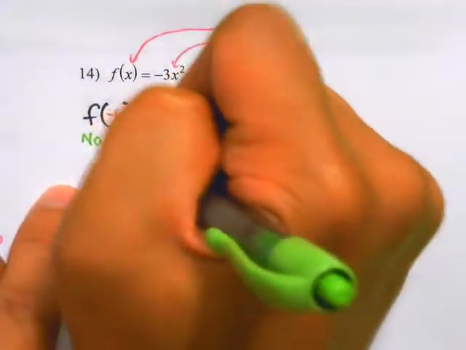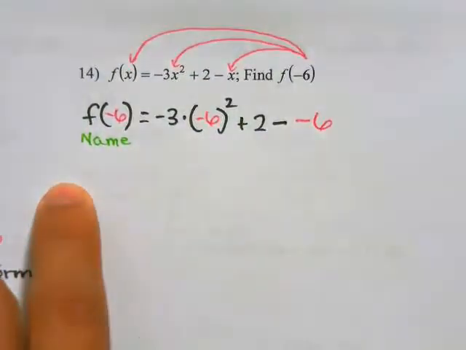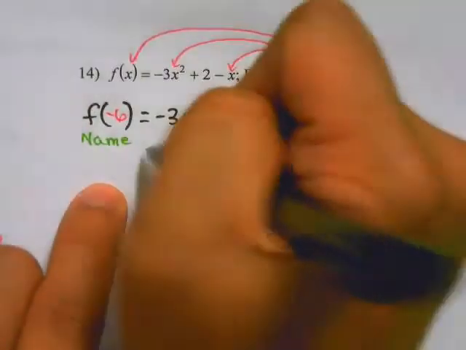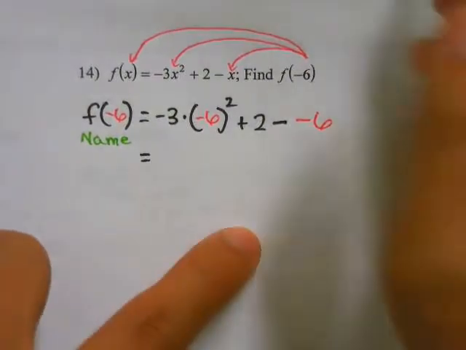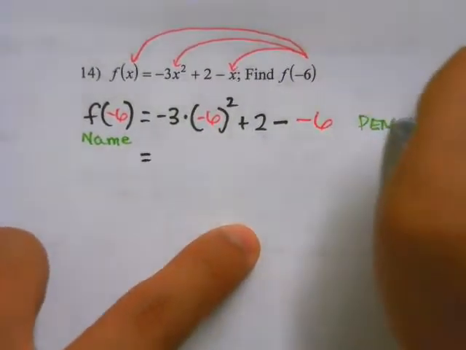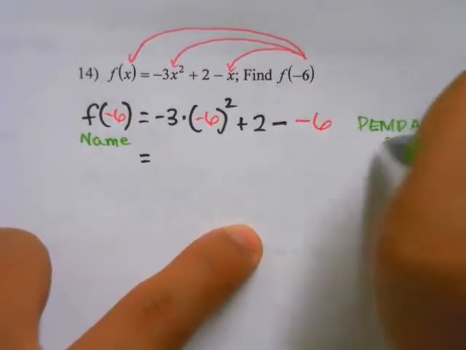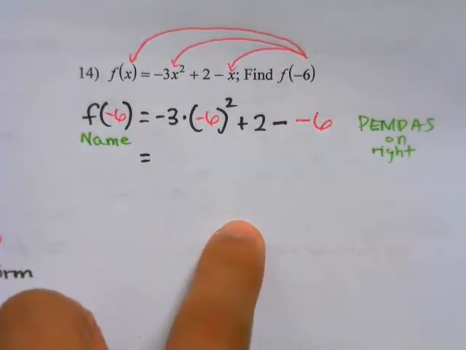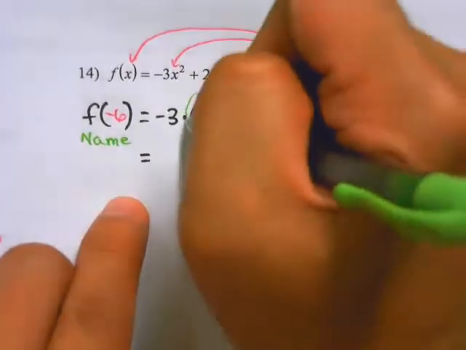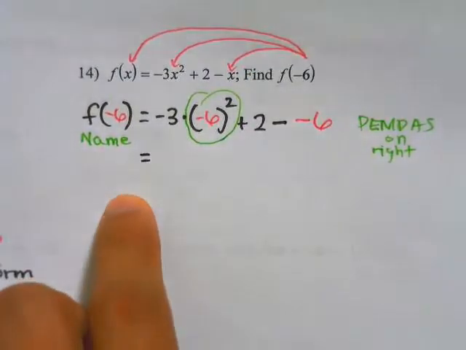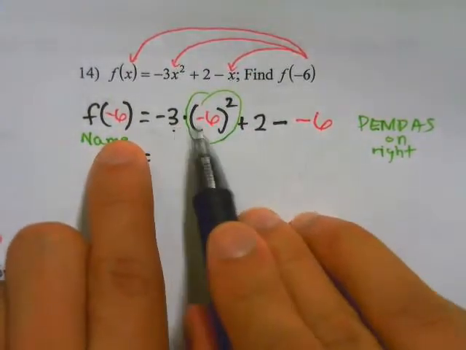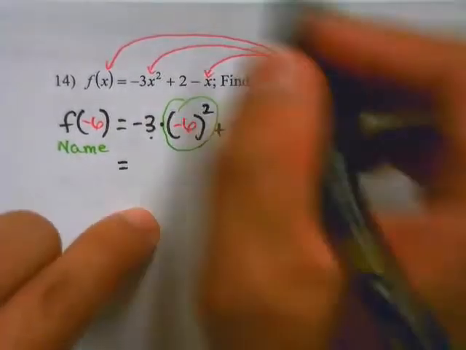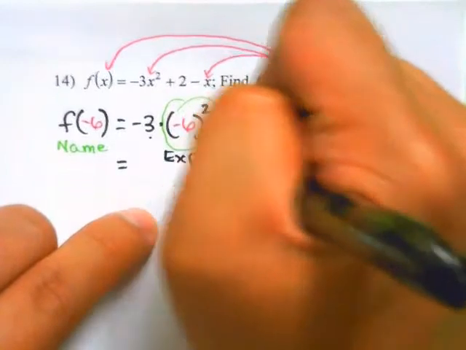Again, this is a name over here, f of negative 6, so you're not going to touch that. What's going to happen is you're going to do PEMDAS on the right side. Okay, we have to do this first. A lot of students think that we got to do negative 3 times negative 6. Do not do that. You have to do exponents first. Okay, exponents first.